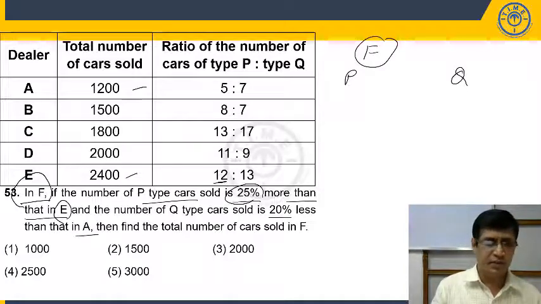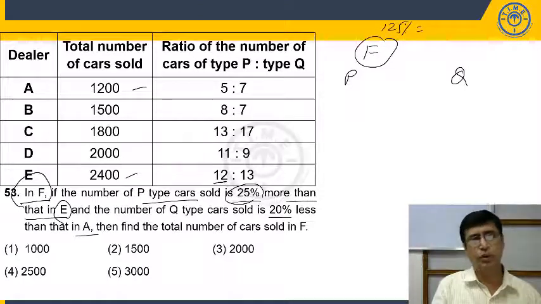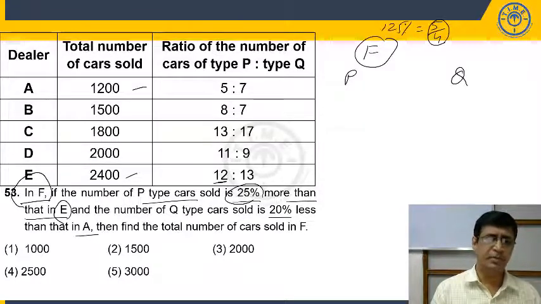Now type P cards of dealer F, it is 25% more. 25% more means 100 plus 25, 125. 125% means 125 by 100, which is equal to 5 by 4. Actually, how many cards are of P type in E? E P type means, just observe here. Total parts is 25. So 2400 by 25. Simplify this, you will get 96. So one part is equal to 96. 12 parts means 12 into 96.